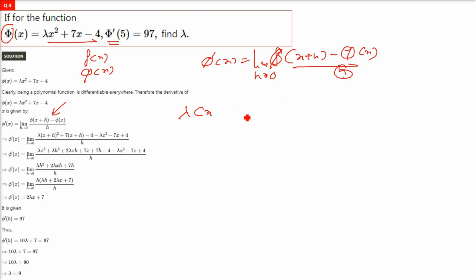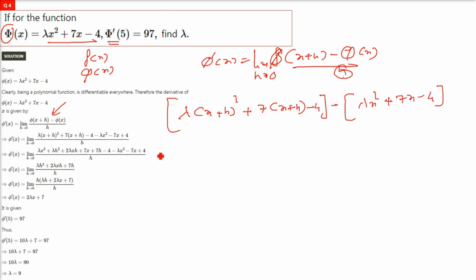I'm not writing limit h tends to 0 and h in the denominator. I'll just use it when it is required. But you have to write it, okay? So lambda x plus h whole square plus 7 into x plus h minus 4. And then we have minus phi x, which is lambda x square plus 7x minus 4.